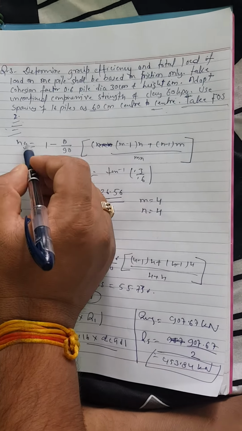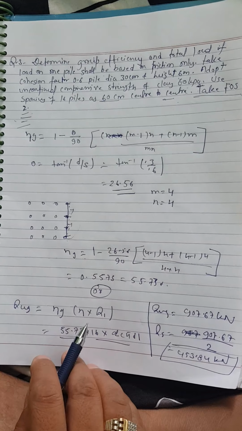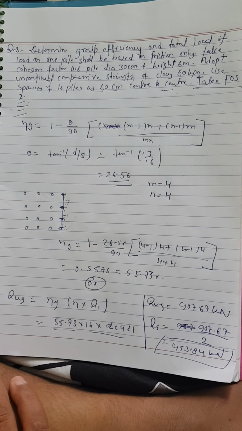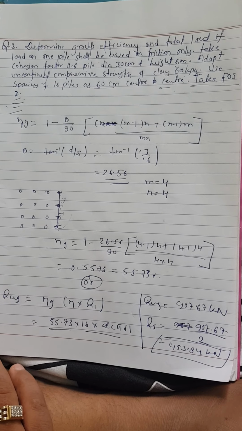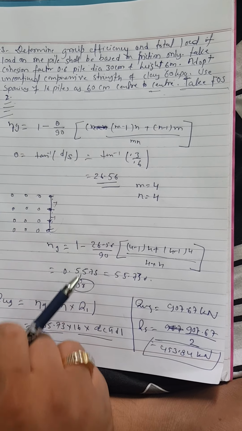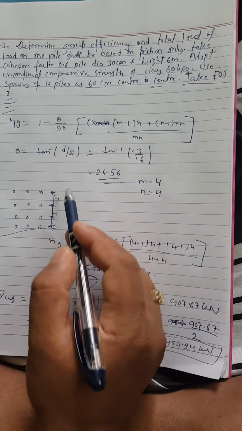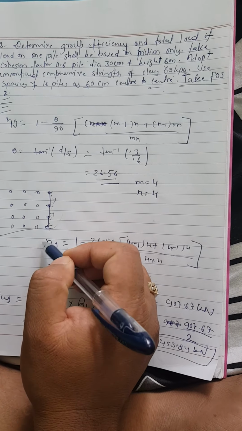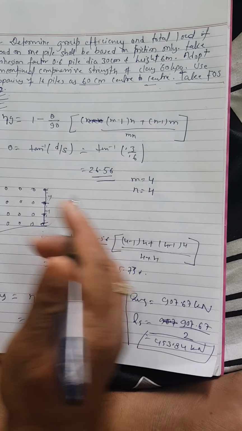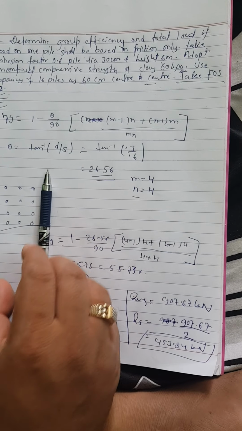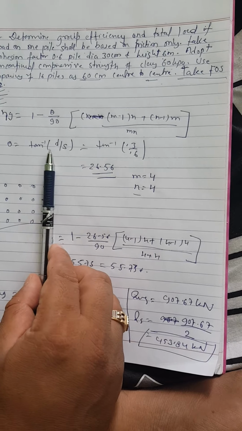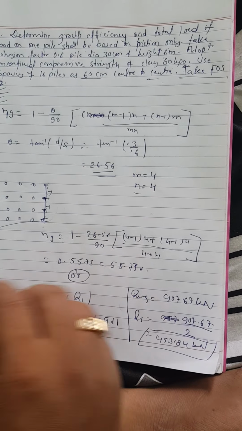We know the efficiency for the pile group will be equal to 1 minus theta by 90, into (m minus 1) n plus (n minus 1) m, divided by mn. If the arrangement of 16 piles is like this, then the number of rows m will be equal to 1, 2, 3, 4, and n is the number of columns, which will be equal to 1, 2, 3, 4. n will be equal to 4.